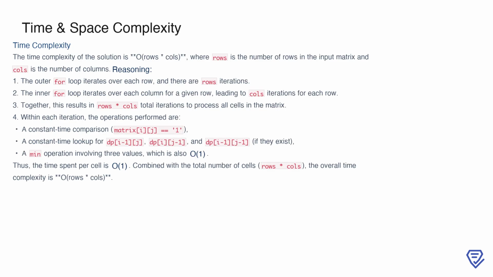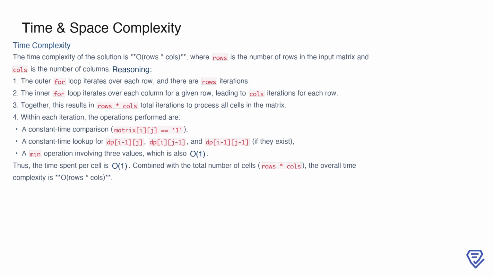Here, the time complexity of our solution is derived from the nested loops that iterate through the matrix. The outer loop runs through each row, and since there are rows, this loop iterates rows times. For each row, the inner loop goes through its columns, which means it iterates cols times per row. Multiplying these together gives us rows * cols total iterations, which corresponds to the total number of cells in the matrix. Within each iteration, the operations performed are constant time.